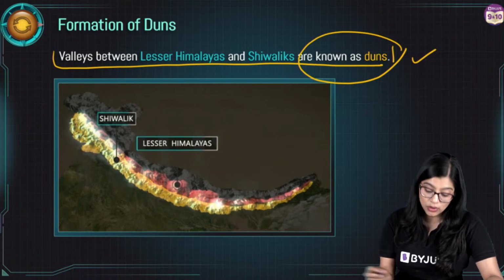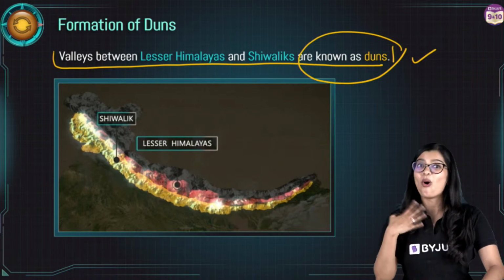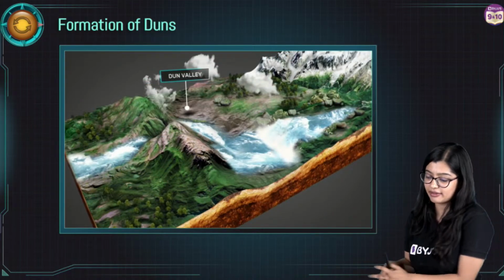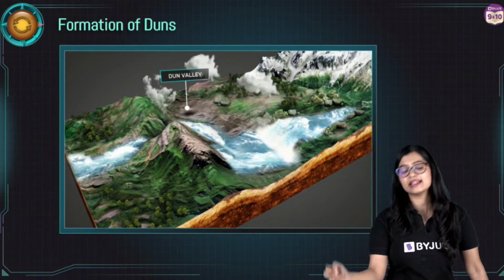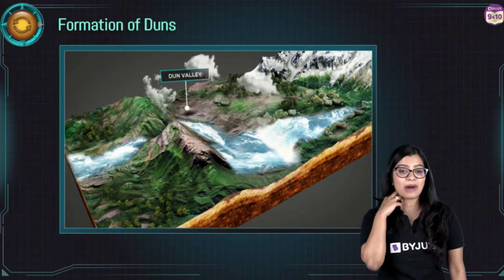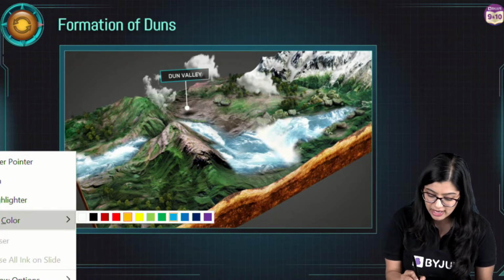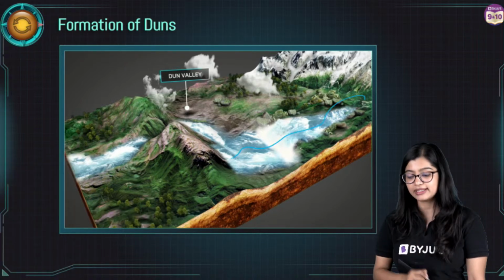So what are these dhuns? Dhuns, I hope I'm pronouncing it right. Sometimes my pronunciation goes haywire, so please don't mind, right? So what happens is that in the mountainous regions, the river will be flowing, right? So we have a river, it's flowing and it's coming.